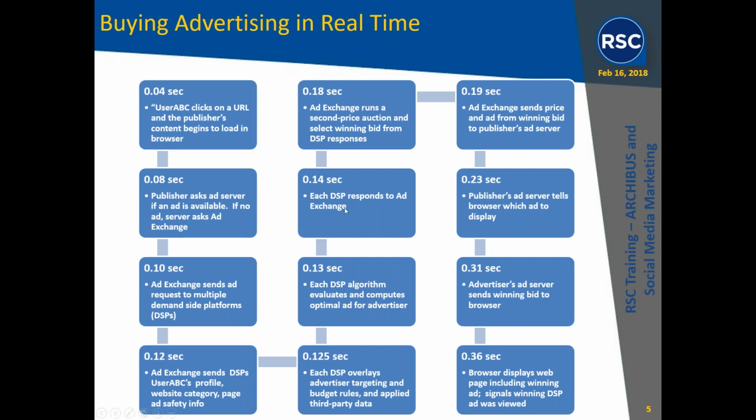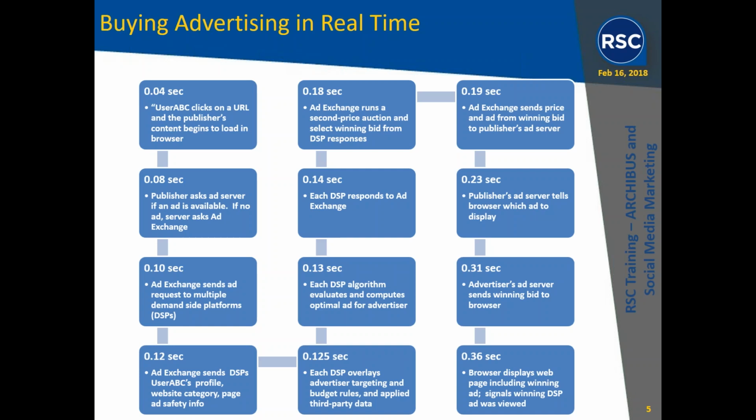And so when this happens at 0.18 seconds, the ad exchange runs a second price auction, selects the winning bid from the DSP responses. Warner Brothers might be bidding however many cents per click they're willing to pay, but somebody else might be willing to pay more for that space. And if they do, you lose, and your ad is not seen in that impression. And you're not charged though either, right? No. And you wouldn't be charged even if you were paying per click. You wouldn't be charged even if your ad was seen, but not clicked on. Got it. Okay. Very good. Thank you.